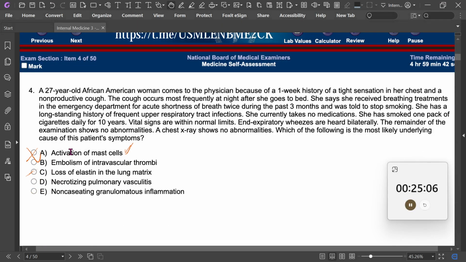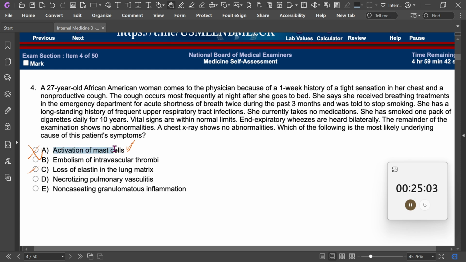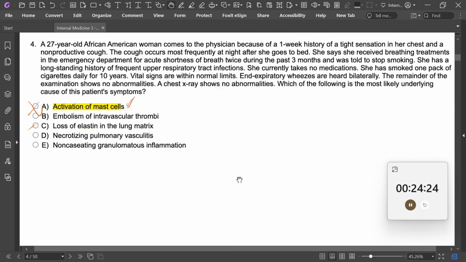Okay, the activation of the mast cell looks like asthma. This patient has activation of the mast cell; we know the pathophysiology of asthma. The features look like asthma: tight sensation in the chest, non-productive cough. The cough occurs most frequently at night after she goes to bed. She said she received breathing treatment. So it looks like asthma.